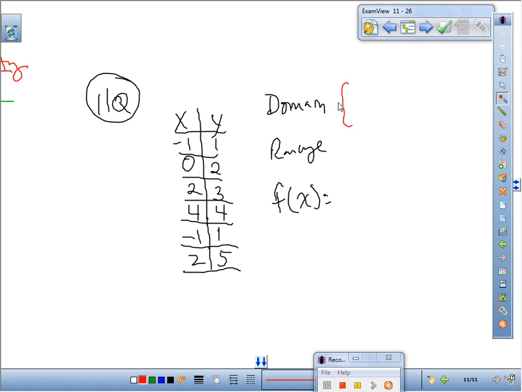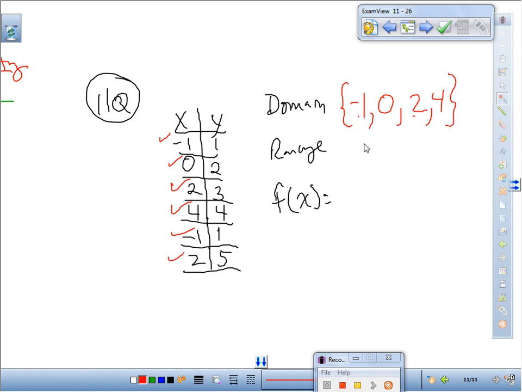So I'm going to start with the smallest one, which is negative 1. From there, the next one is 0. Do I have a 1? No. Do I have a 2? Yes. The next one up is 4. I already have negative 1 here, and I already have 2 right here, so I don't have to write them again. Hands up if you got that. That is correct. Do the range.